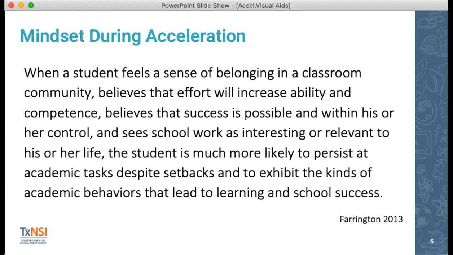Mindset is probably the most important piece of the puzzle for teachers and for students. Or I guess I should have said that backwards, because we're talking about students. So for students and for teachers, we have to realize that sense of belonging, that sense of community, you've got to build that in your classroom. You've got to let them know that you believe in them.